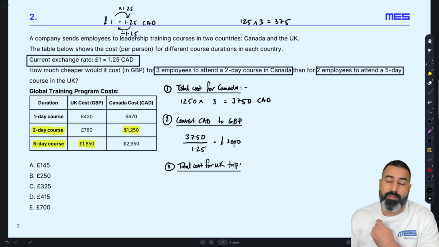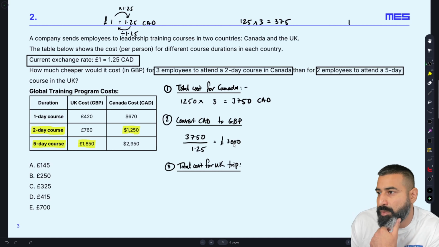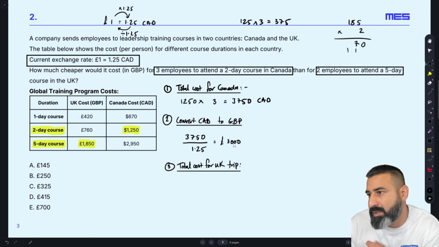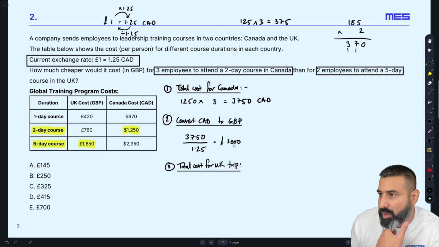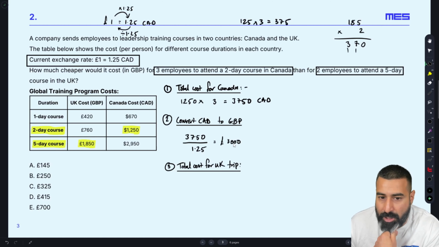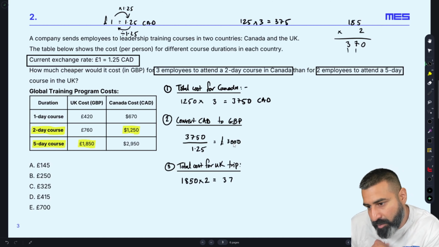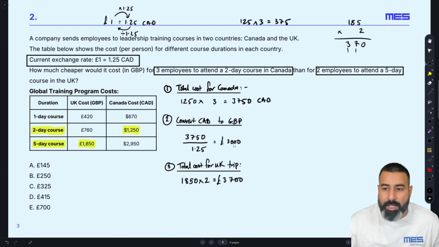So this is going to be 1850 times 2. Can just do it here. So 5 2s are 10, 8 2s are 16, add the 1 is 17. So remember to add the 0 on. So the total cost for the UK trip, so 1850 times 2 is going to be 3700 pounds.